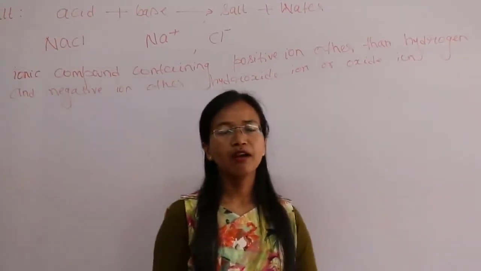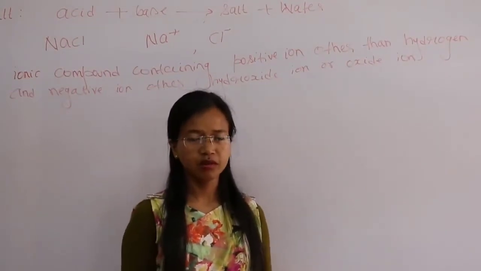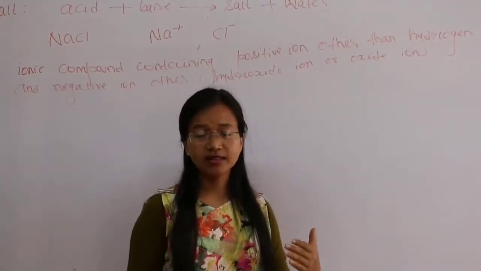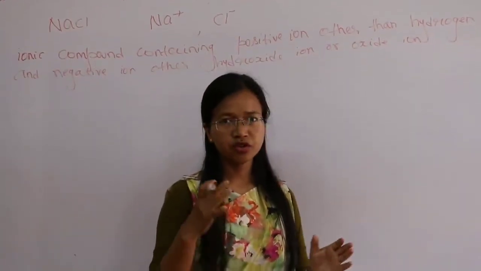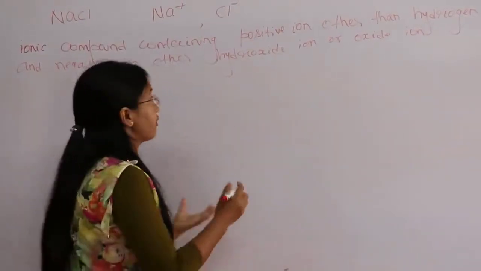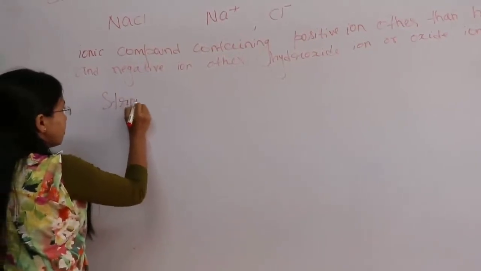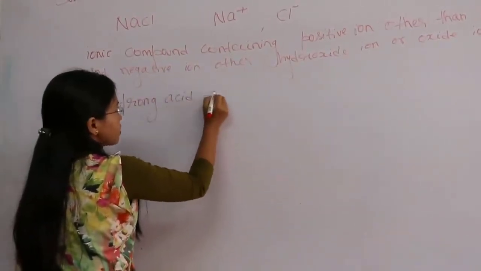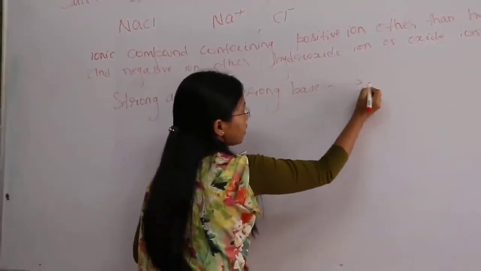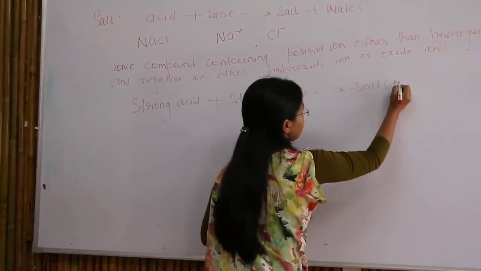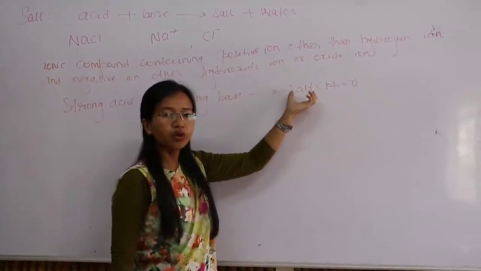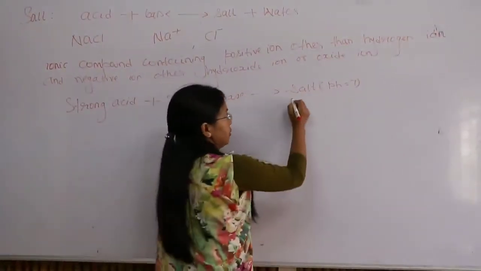You might be thinking we have only one type of salt, that is the common salt, but that is not the case. We'll have different types of salt based on the strength of the acid and the bases. If you have a strong acid and a strong base, you will get a salt, let's say, of pH 7. So this salt is neutral, right? Or we call it the normal salt.